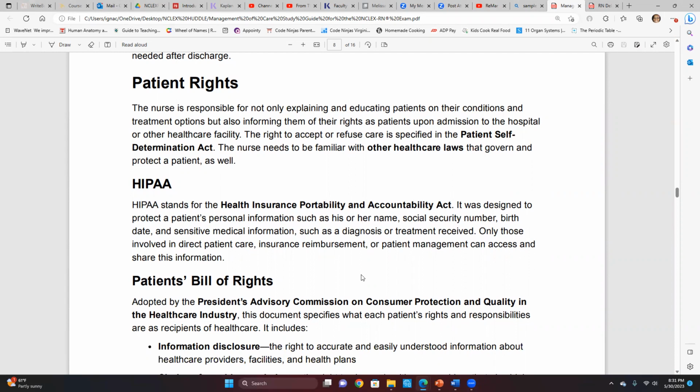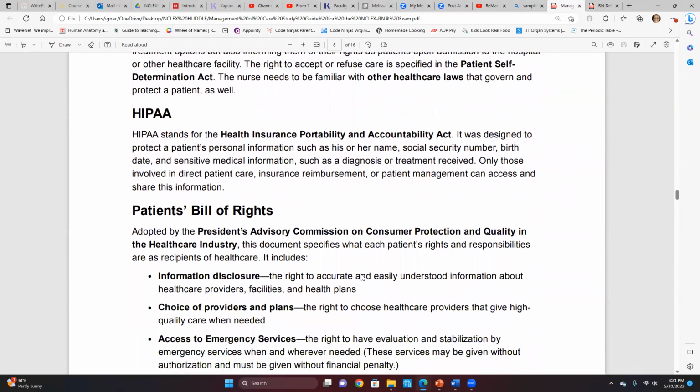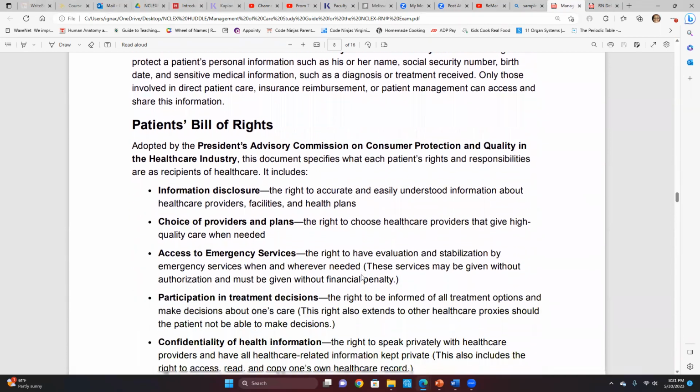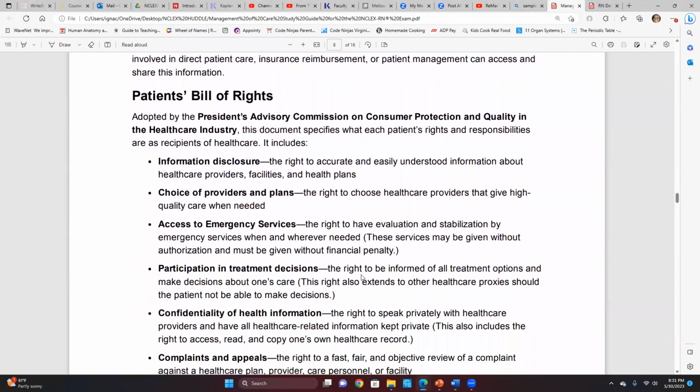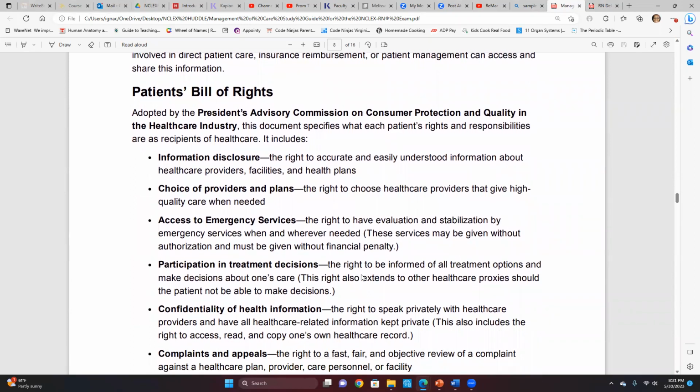That's the HIPAA. We don't want to share their information unless they have given permission. Just because someone is their loved one, that doesn't mean that we have the right to tell the patient's business.